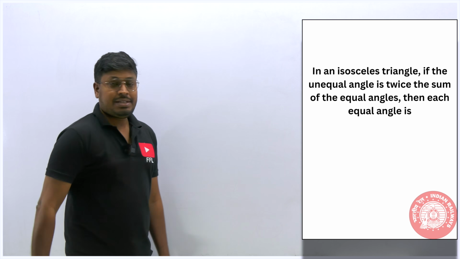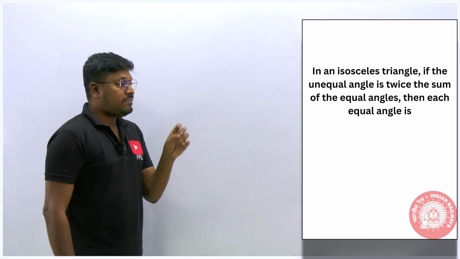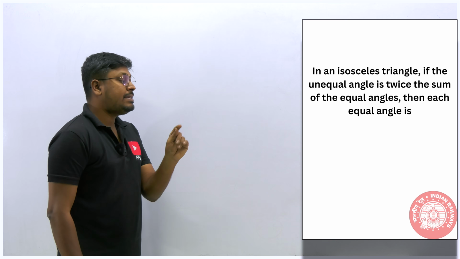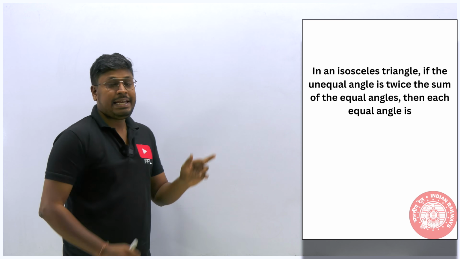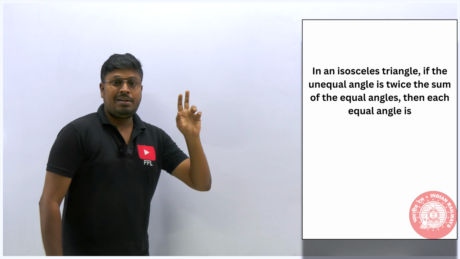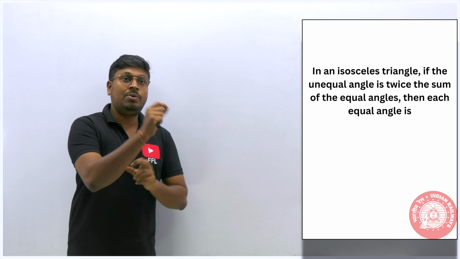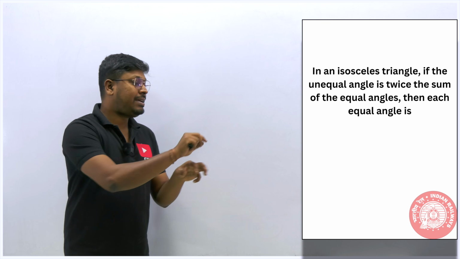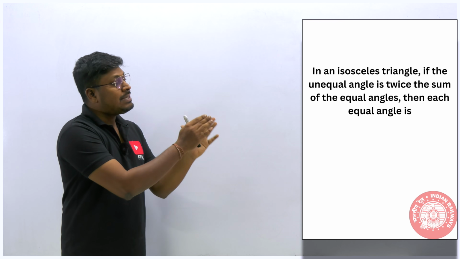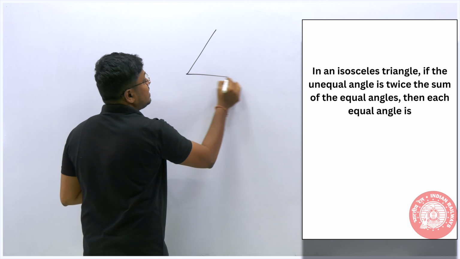So next question, it's a triangle based question. In an isosceles triangle, if the unequal angle is twice the sum of the equal angles, then each equal angle is? We have solved a similar sort of question in paper 4 or paper 5, I think. In those questions they had given one value, but here they didn't give any values.